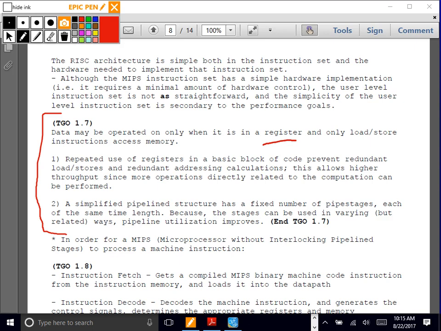So this first one, the repeated use of registers, in a basic block of code prevents redundant load stores and redundant addressing calculations, which we'll learn about in dealing with the ALU. So I have to figure out exactly which ones I need to go to in my memory before I can put them in registers. This allows higher throughput since more operations directly related to the computation can be performed. All right, what is your question?